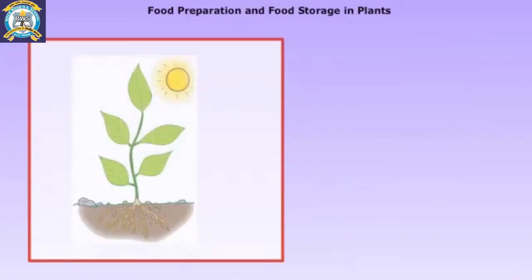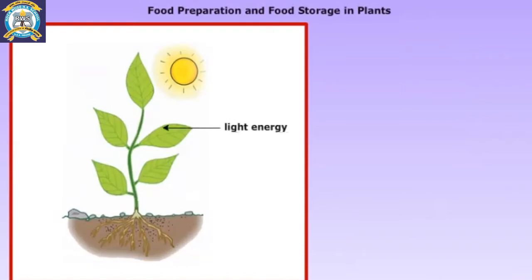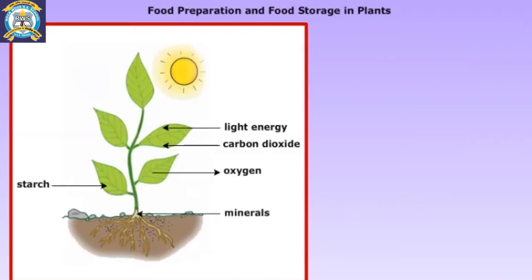Green plants prepare their own food. Their leaves have a substance called chlorophyll. The leaves, with the help of chlorophyll, water, carbon dioxide, and sunlight, can prepare a food known as starch and also release oxygen into the air, and this process is called photosynthesis.